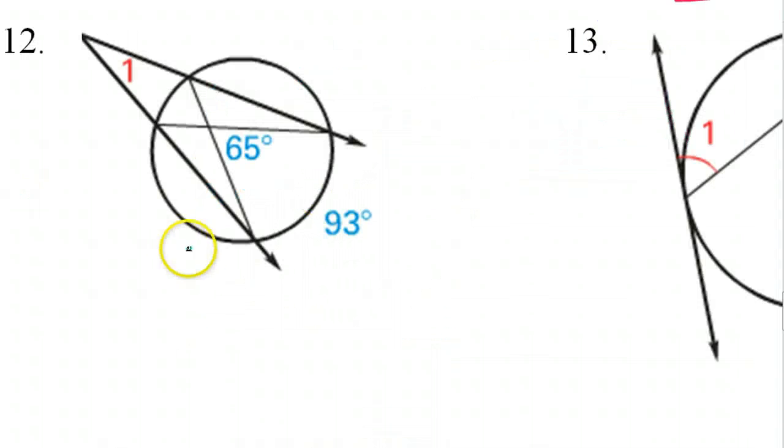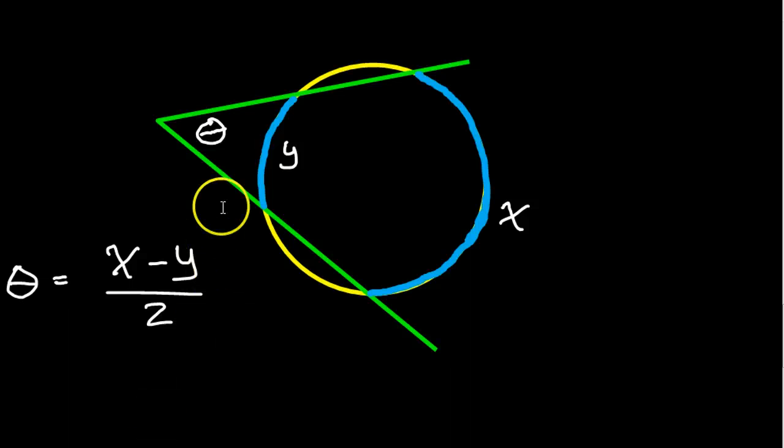Okay, number 12 is a little tricky. It's like two problems in one, and you have to solve the first one before you can solve the second one. So look, this is our target. We're supposed to find the measure of angle 1, and you see that it is an angle that's outside the circle. So you know that we're doing angle equals big arc minus the small arc divided by 2.